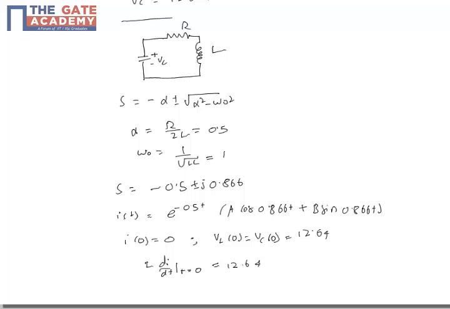So applying these two conditions, we will get i of t is equal to 3.65 e power minus 0.5 t sin 0.866 t. So this is the expression for current after time t greater than 1.